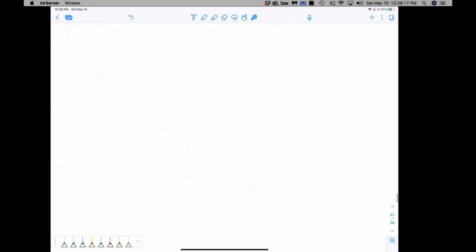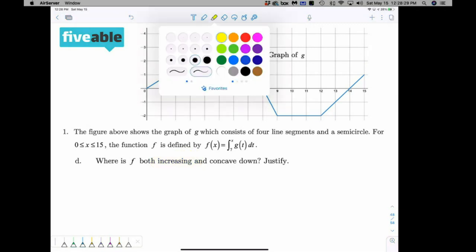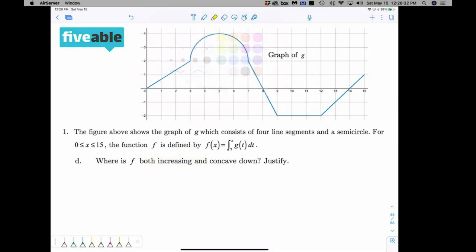Okay, so now in the next one, very similar question, but this time they're asking you, where is f increasing and where is it also concave down? Let me see if I can just re-highlight that for us. Where is it increasing and concave down? So you want to take this on by saying, okay, what does increasing mean? What does concave down mean in terms of f? Well, increasing means the derivative is positive, so f prime is positive, so that's what we're looking for. And we're also saying where the second derivative is negative, okay?